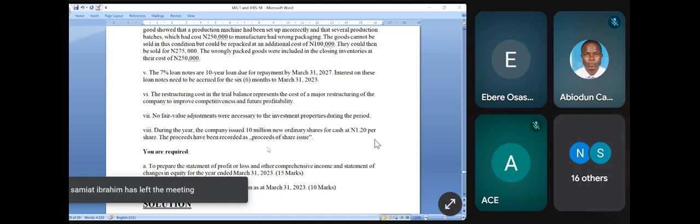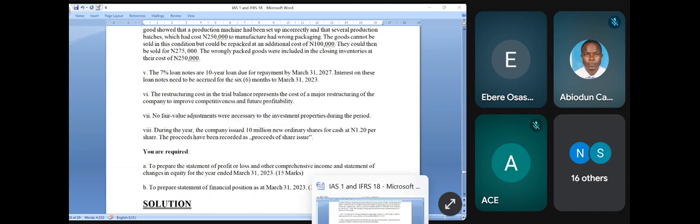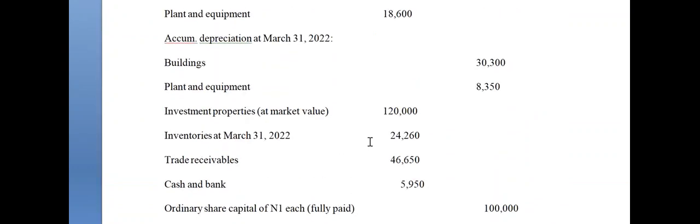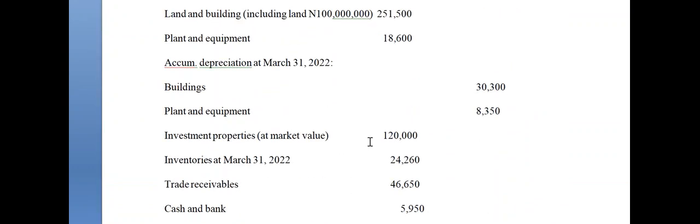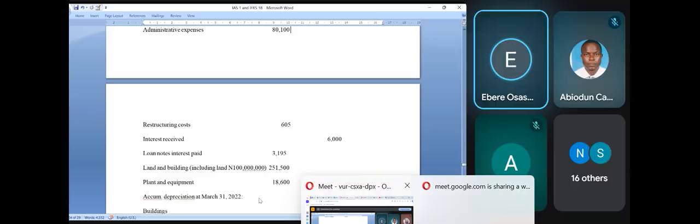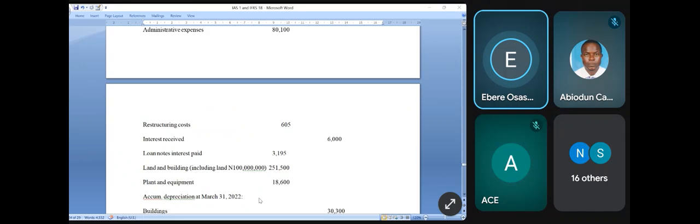The 7% loan notes are for 10 years repayment, till March 2027. The interest on the loan note needs to be accrued for 6 months? Yes, they said it should be accrued for 6 months. We were told in the trial balance that interest paid is 3,195. The simple meaning of that additional information is that the one that was paid is for 6 months. Are we still together?